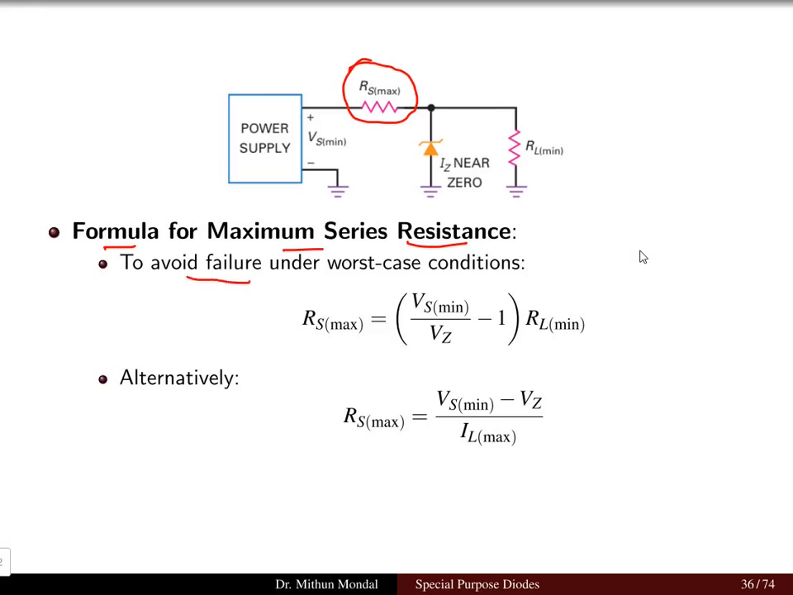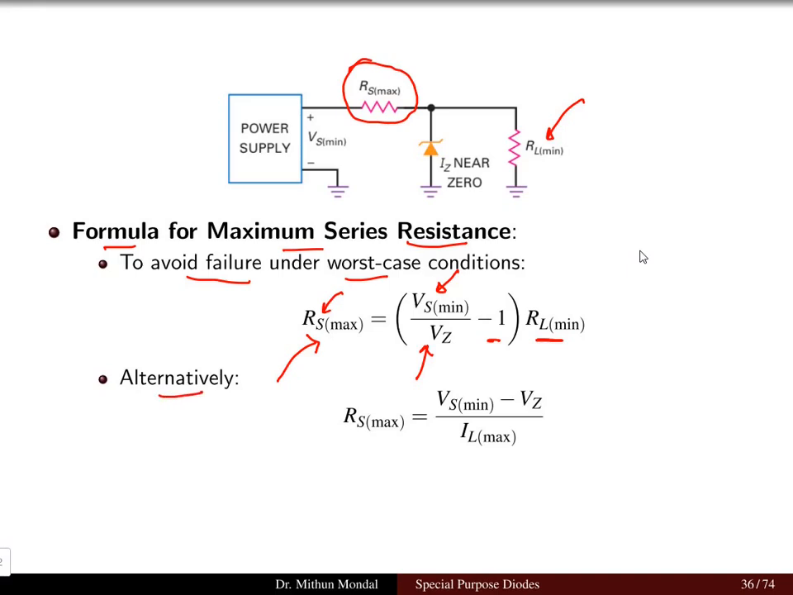To avoid the failure under the worst case condition, the maximum resistance that can be considered in the circuit is given by the source voltage Vs, whose minimum value we take, minus the Zener voltage, divided by 1 multiplied with the RL minimum value. So we take the RL value to be minimum. Then we can get what is the maximum value of the resistance that we can put in series.